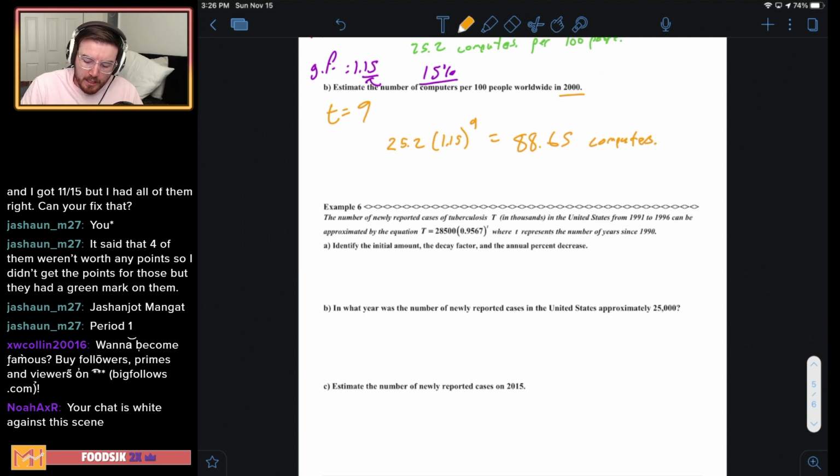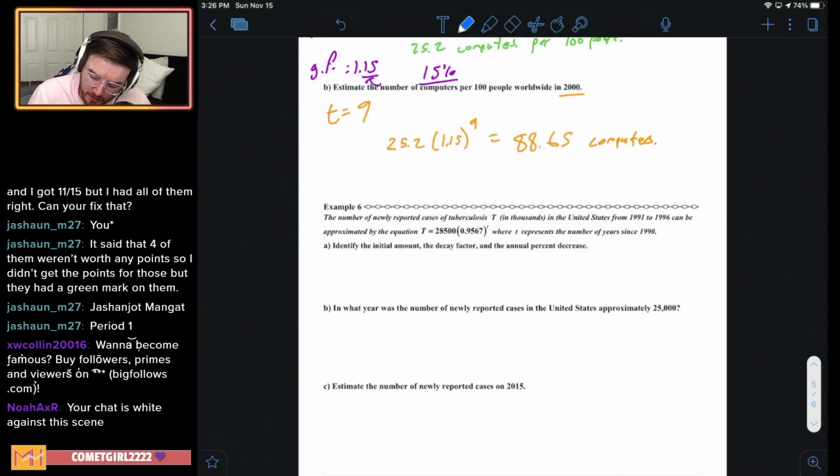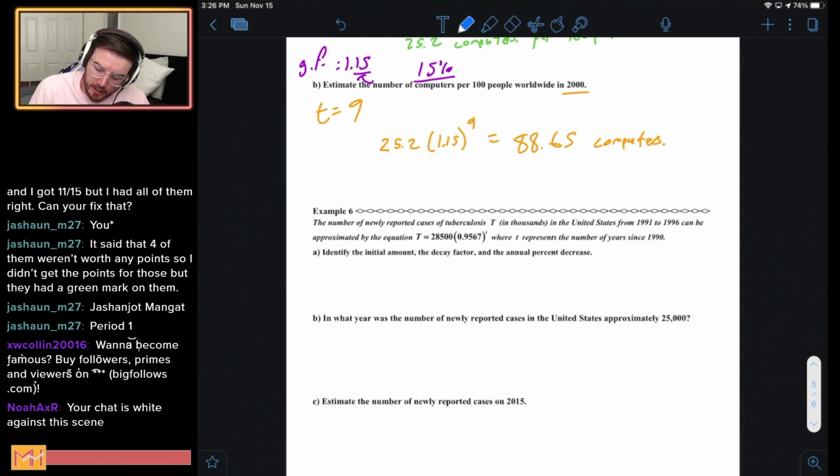The number of newly reported cases of tuberculosis. So again, here's what I was talking about with diseases. In the United States, from 1991 to 1996, it can be approximated by the equation, blah, where t represents the number of years since 1990. Identify the initial amount, the decay factor, and the annual percent decrease. So the initial amount, spoiler alert, is again this big number out in front.